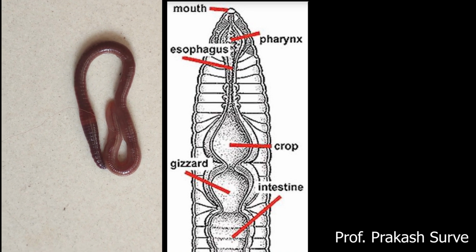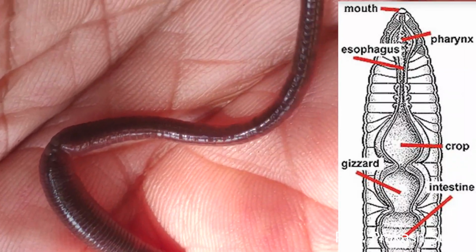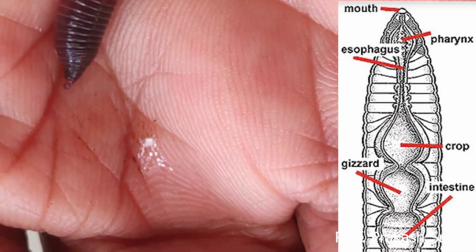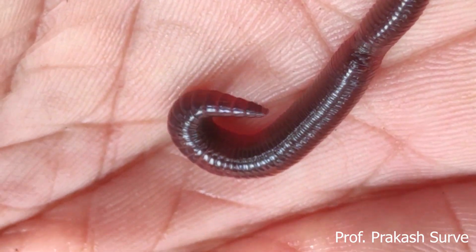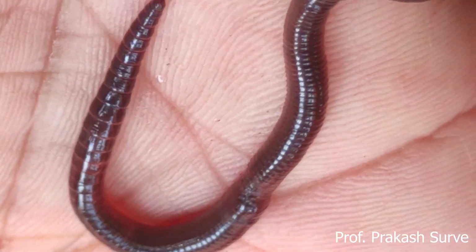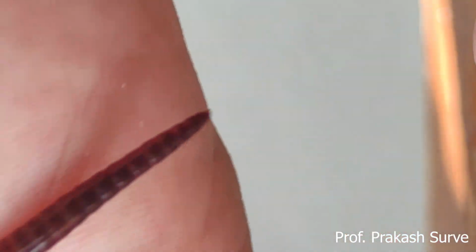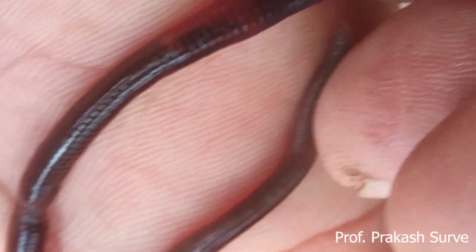The stomach is present between segments 9 to 14. The intestine is there from segment 15 onward. This earthworm shows the calciferous glands present in the stomach, which neutralize the humic acid present in the humus. You can watch clearly this whole clean earthworm.